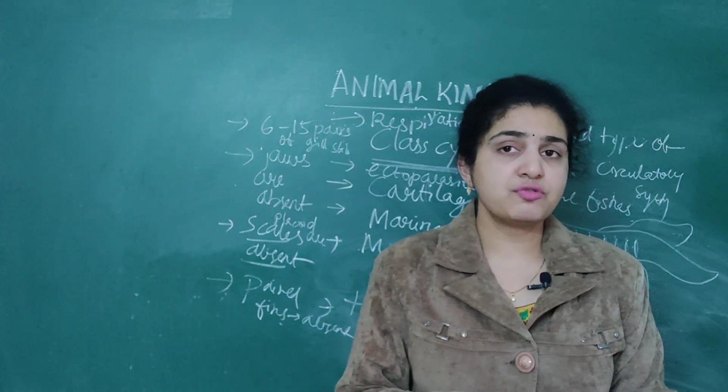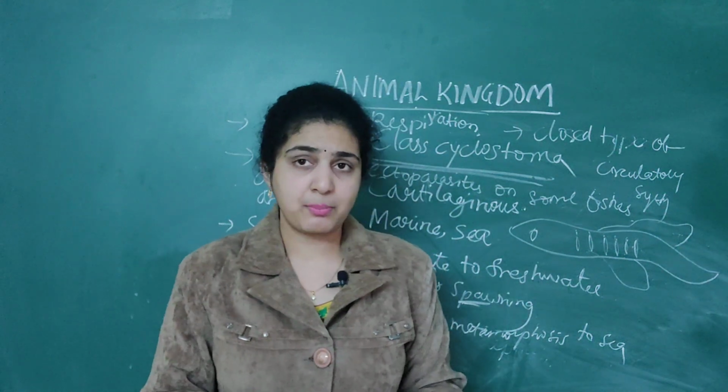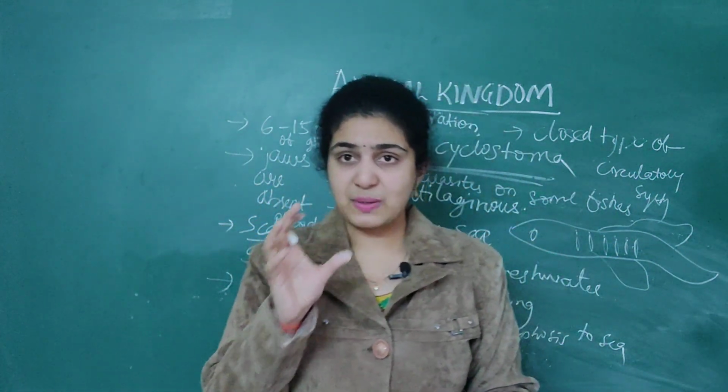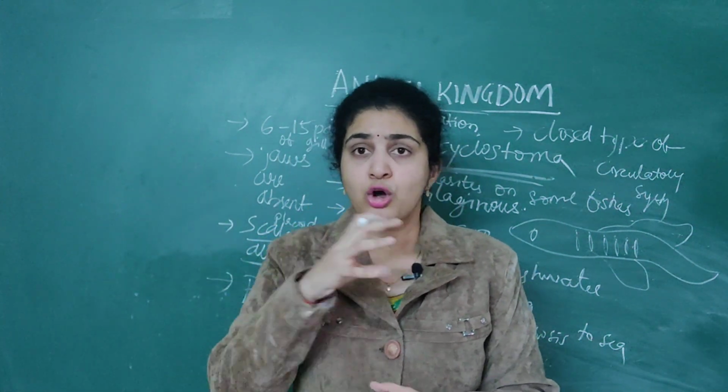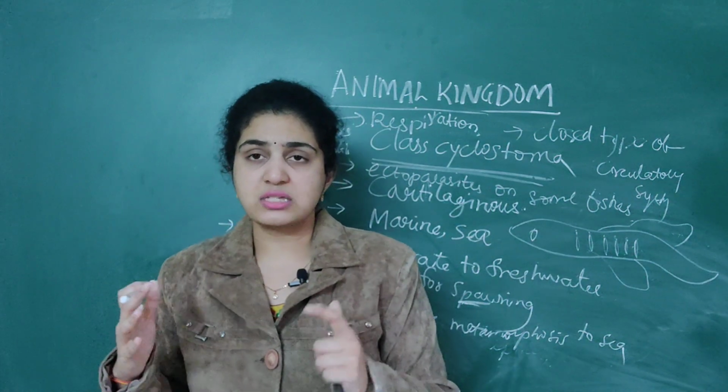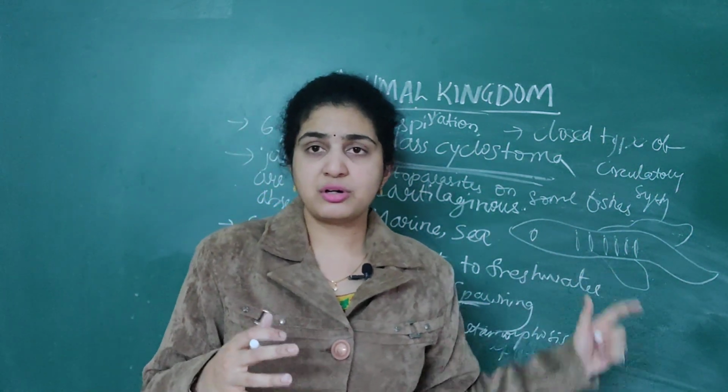So 6 to 15 pairs of gill slits are present in class Cyclostomata. They'll specify the number. They'll ask you. The NEET question will be prepared like that and they will give you Chondrichthyes, Osteichthyes like that. So this you should remember.